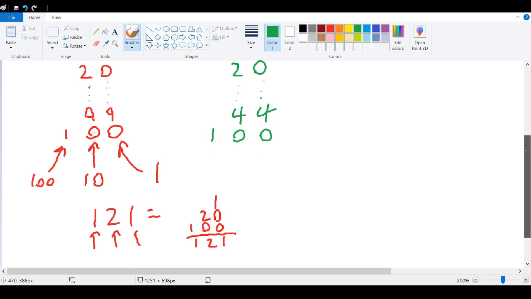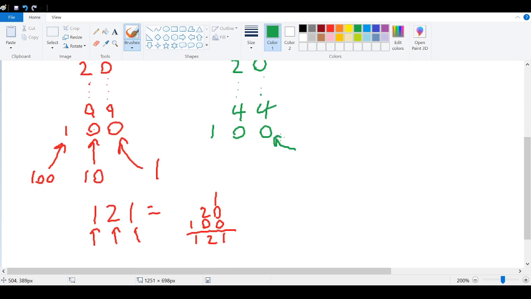And so what you can think of is this column represents the number of 1s. That doesn't change from base 10. But this column now represents the number of 5s. And so what does this column represent? Well, this column represents the number after 4, 4. But what is 4, 4 in base 10?